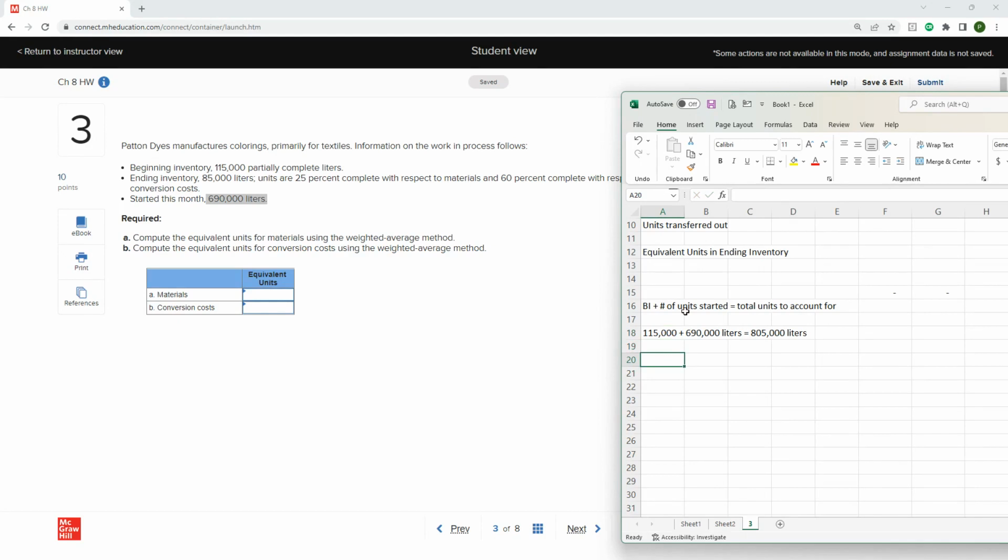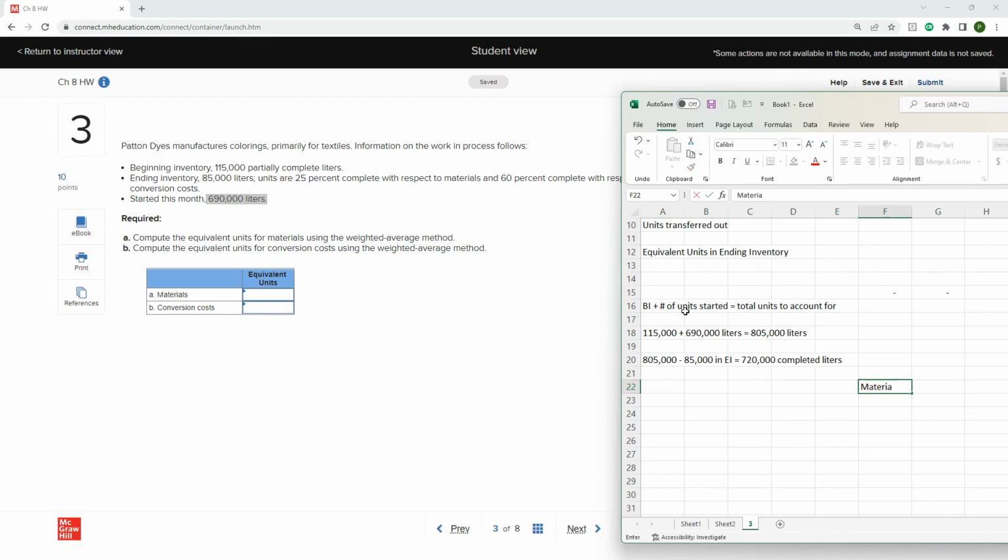We don't know at this moment how much of each liter has been filled, but we do know we have 805,000 paint cans, so to speak, in our factory, and we have to determine how full or empty each one of those liters is. So now that we know how many liters we have to account for, we can figure out how many we completed by doing 805,000 minus the 85,000 in ending inventory, and we get 720,000 completed liters. So now we need to figure out how many equivalent units we have in terms of materials and in terms of conversion cost.